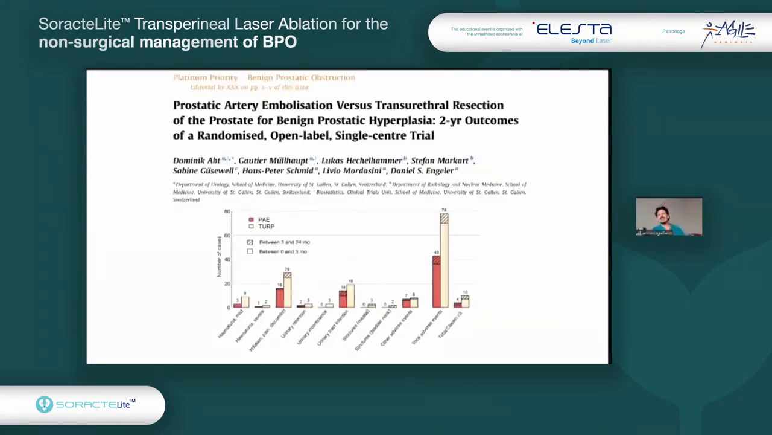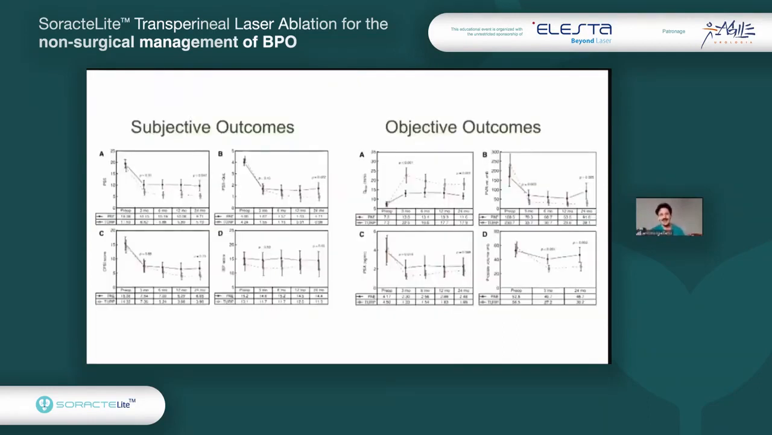But what is happening in other countries and in Europe is that in the last month, the first long-term single-center randomized clinical trial was published comparing PAE versus TURP. The results were obviously in favor of PAE with regard to complications, because PAE has really, really low complications compared to TURP. But about the outcomes, there is no way: TURP is more effective than PAE for both subjective and objective outcomes: prostate volume, PSA, flow, uroflowmetry data, and so on.